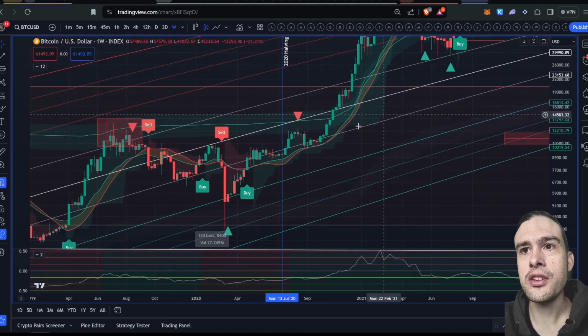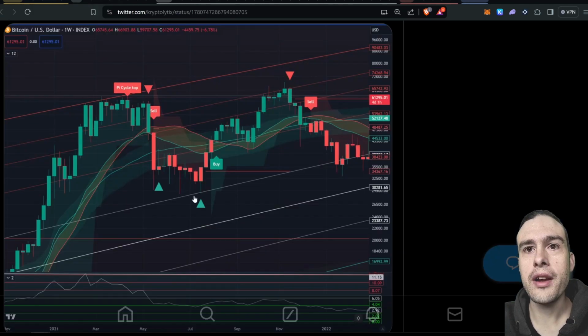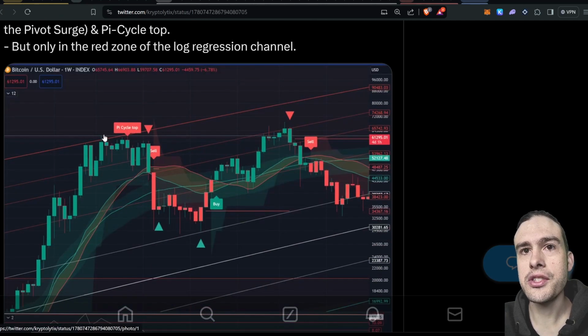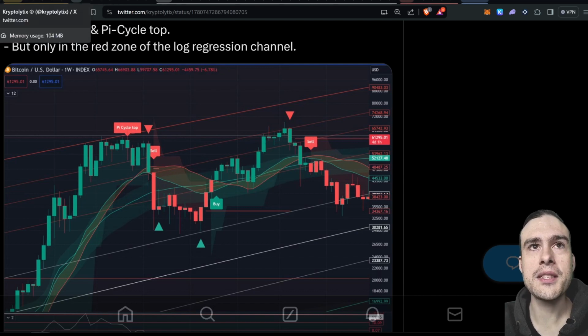So if you see the pivot surge here, again, just to reiterate, but only in the red zone of the log regression channel. So here's the log regression channel in the background here. So that's the red zone up there. So if we see we're in the red zone, it came from the red zone. So technically that's red zone, and technically that's red zone because it came from the red zone as well. That's basically what I mean with regards to this tweet.